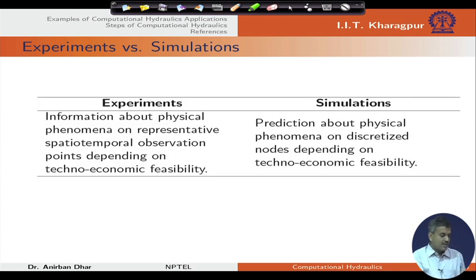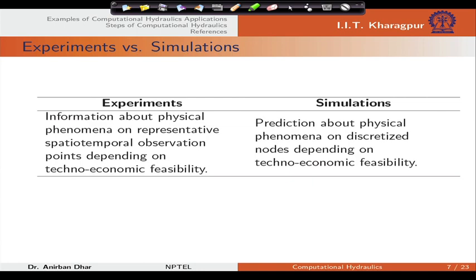Now, in experiments, we get information about physical phenomena at representative spatio-temporal observation points, depending on techno-economic feasibility. So in our experiments, we try to get information at certain observation points, in space and in time. But in simulations, we get predictions about physical phenomena on discretized nodes, again depending on techno-economic feasibility.